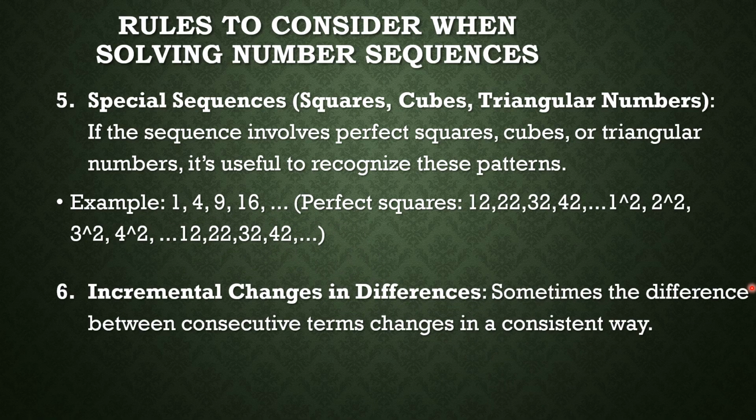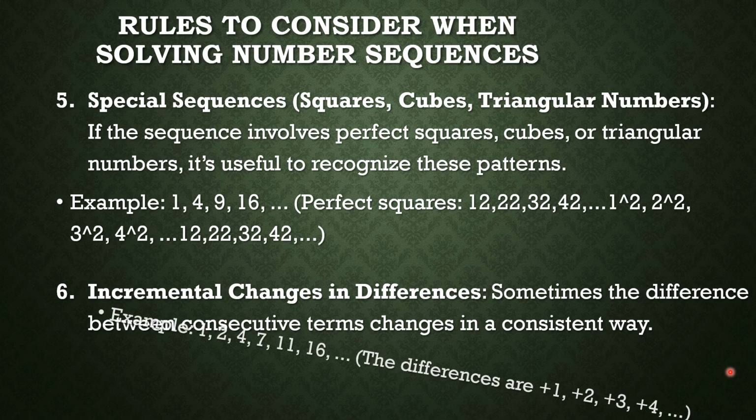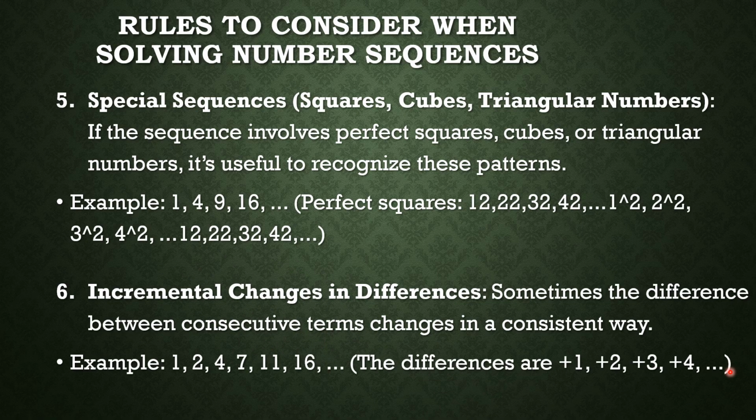We can also check if there are incremental changes in the difference. Sometimes the difference between consecutive terms changes in a consistent way. If we see in this particular example, the differences are consecutive numbers and they are consistent. Between these two numbers there is a plus 1, between these two numbers there is a plus 2, then plus 3, then plus 4, then plus 5, then there should be a plus 6 difference, which is going to be the number 22.